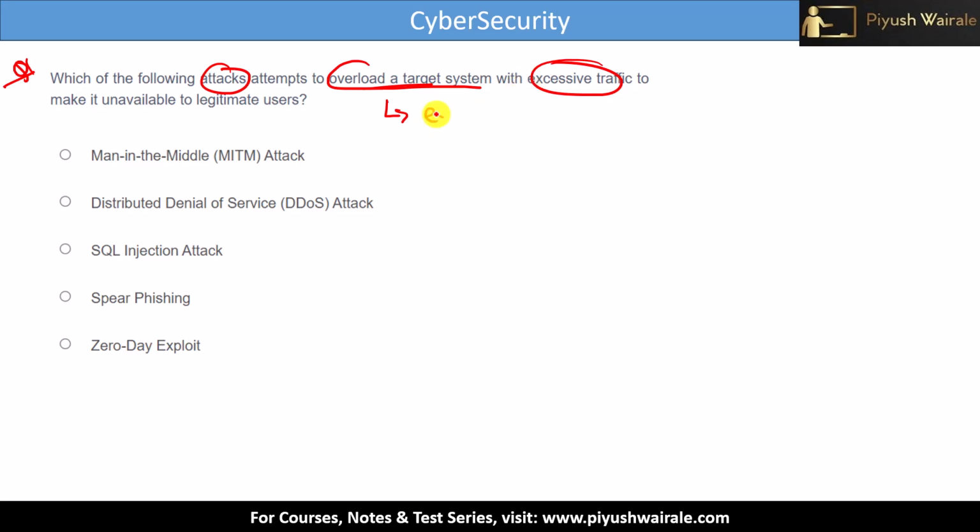It means it will exhaust the server resources. It means it will be unavailable for the legitimate user. Now, which type of attack is this one?